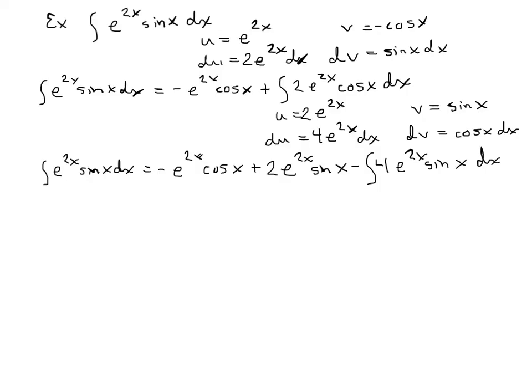Okay, so now here's where all the magic happens. On the left-hand side, I've got e to the 2x sine of x. On the right-hand side, I've got e to the 2x sine of x and the integral of it. Over here, I've got one of those integrals. Over here, I have 4 of them. So on both sides of this equation, I'm going to add 4 times the integral that we're looking for.